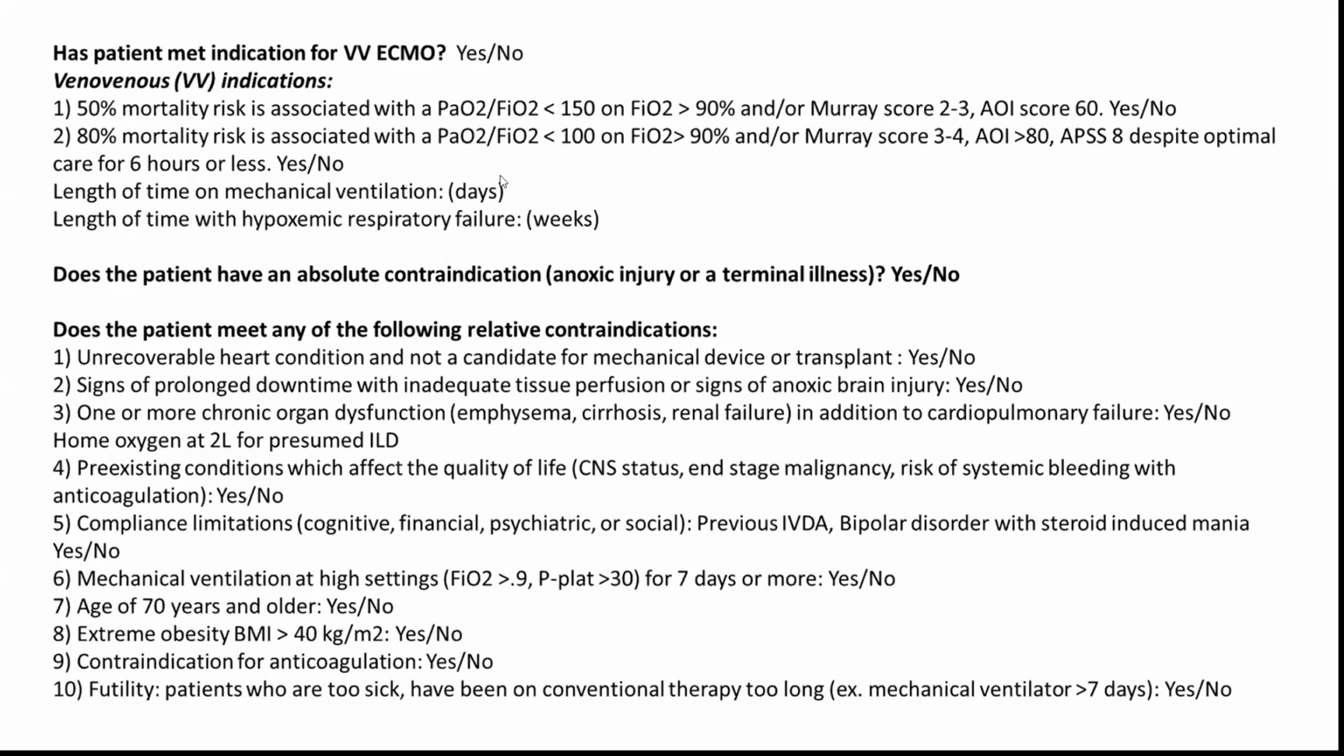The only absolute contraindication to ECMO is if the patient has a terminal illness. If they have 2 weeks or 2 months to live, it's generally not someone you're putting on, or if they have an anoxic brain injury, you don't know their underlying status.